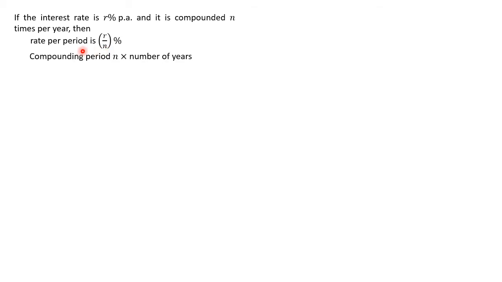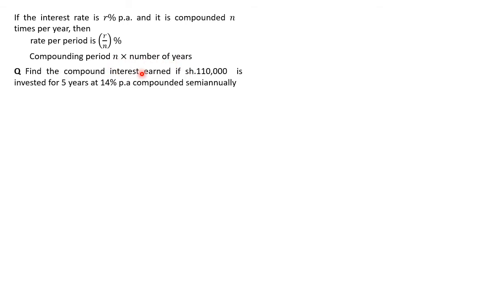And the compounding period will be n times the number of years. Let's see what I mean there. Find the compound interest earned if 110,000 is invested for 5 years at 14% per annum, compounded semi-annually.